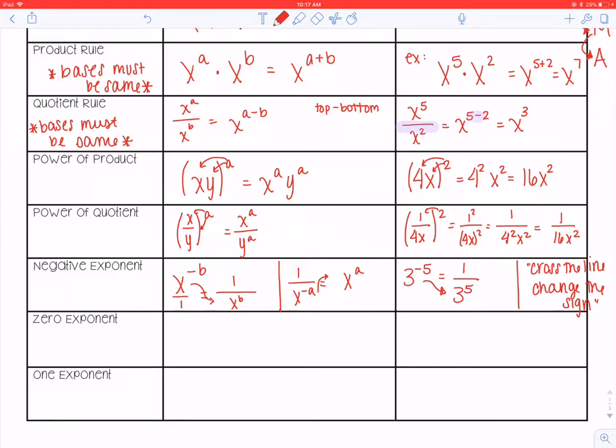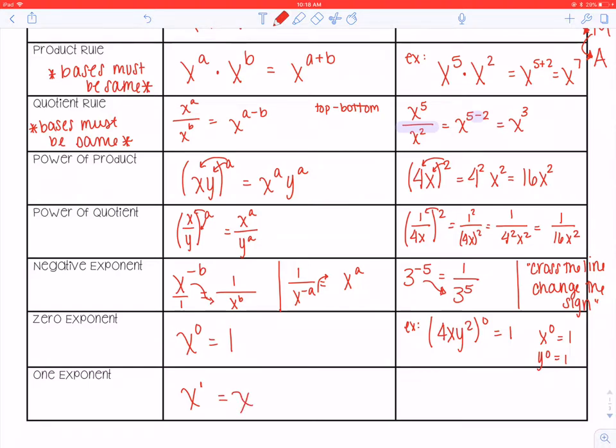The last two are nice and easy. The zero exponent says that anything to the 0 power is 1. It doesn't matter what is inside to the 0 power. So for an example, if you have this, because that whole thing is in parentheses raised to the 0 power, it's all going to equal 1. x to the 0 equals 1. y to the 0 equals 1. Anything to the 0 power is 1, not 0. It's 1.